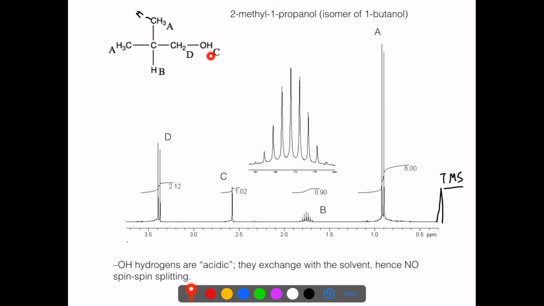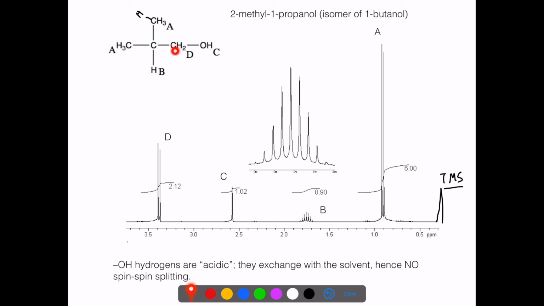We'll move over here to C, which appears here. Notice it's an alcohol peak. Again, it shows up about here. Notice that we see that integration of 1. It would be within 1, 2, well, actually 1, 2, 3 chemical bonds of these 2 hydrogens, which we've labeled D. But notice there's no spin-spin splitting. Why is that? Well, these are acidic, and they exchange with the solvent, so there's no spin-spin splitting which occurs for them. That's something fairly unique to OH groups. Just know that whenever you have an OH peak, because of this rapid exchange, we get no spin-spin splitting.